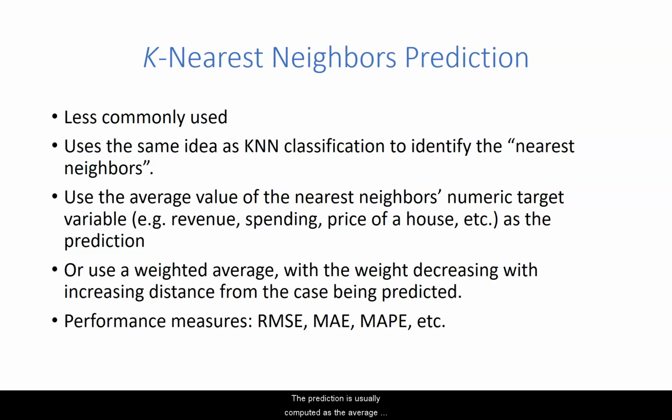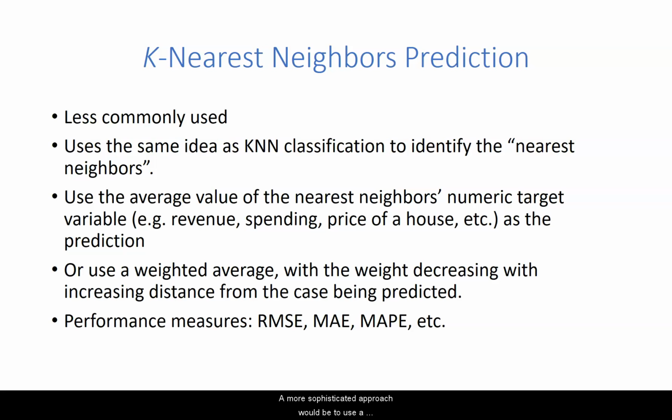The prediction is usually computed as the average value of the nearest neighbors' numeric target variable. For example, if we use KNN to predict the selling price of a used vehicle, we can identify k nearest neighbors of the used vehicle in the training dataset and average the selling prices to predict the price for the car.